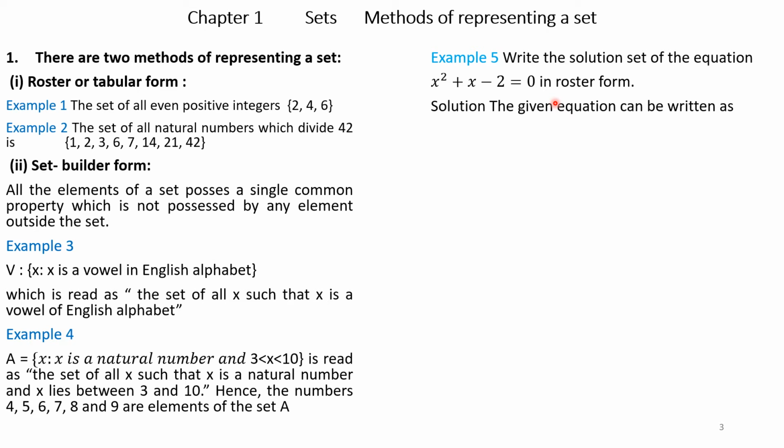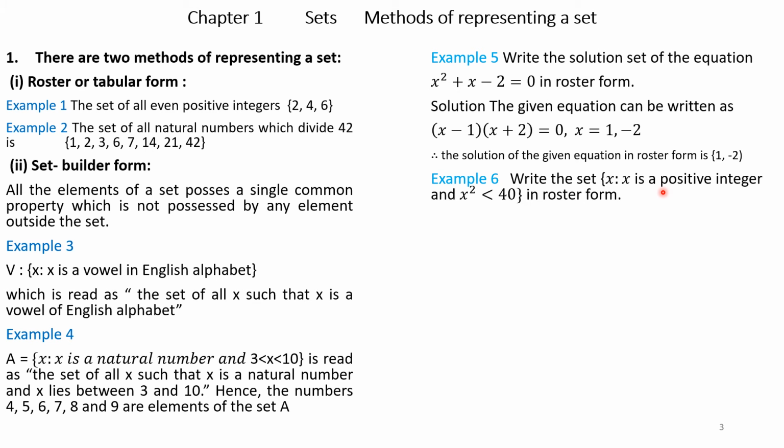Solution. The given equation can be solved as (x minus 1)(x plus 2) equals 0, where x equals 1 or minus 2 are the roots of the given equation. Hence, the solution set of the equation in roster form is {1, minus 2}. This is the answer.